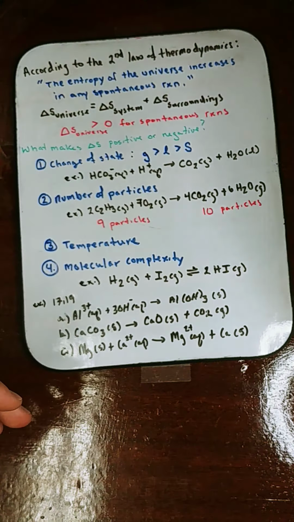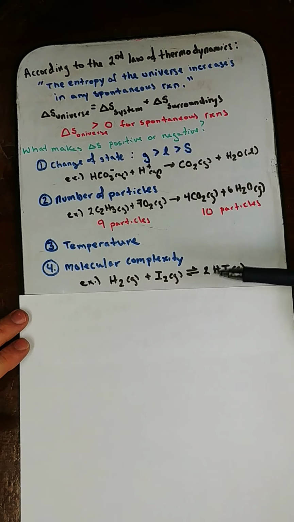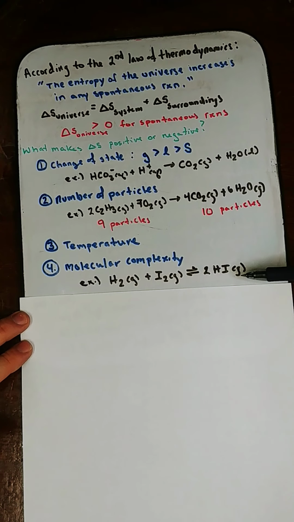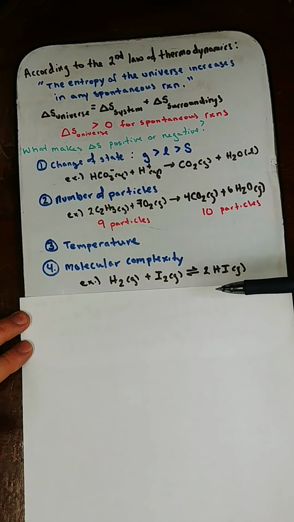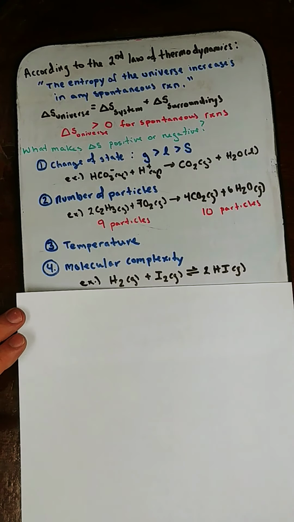So my reaction there, H2 plus I2 giving me two HIs. Since the products have a little bit more of a complex structure than my symmetrical reagents, these products are more disorganized, and this entropy of the products is therefore greater. So as this reaction progresses, the delta S is increasing. Delta S is positive. Let's look at three more examples.